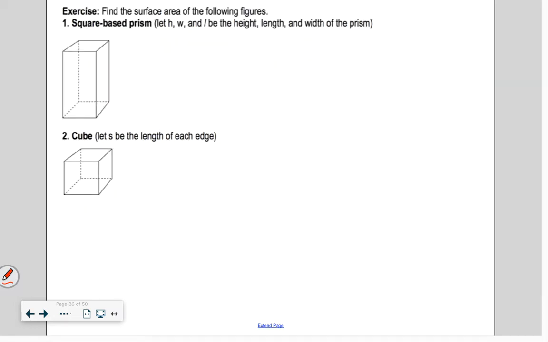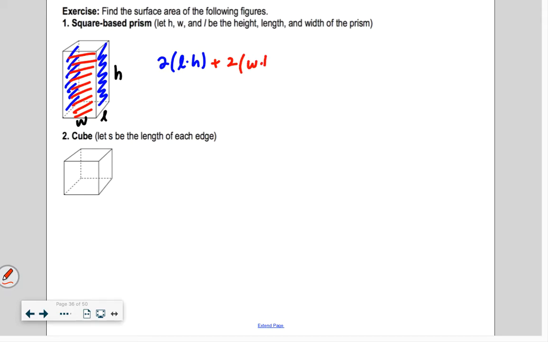So it says find the surface area of the following figures. We could have formulas for all of these things. They're all going to end up being the same formula. If I was trying to find my width, length, and height, remember how we did this on the board? We said I'm going to have 2 of my length times heights, and 2 of my width times heights, the front and the back. And I'm going to have 2 of my width times length. And that ends up being the surface area.